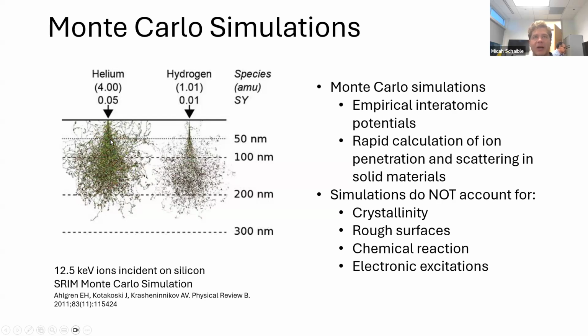And then by repeating these simulations thousands of times, we can extract what are then the average sputtering yields. So how many sputtered secondary species are produced per incident ion. These techniques are pretty rapid. These Monte Carlo simulations can run quickly. They are based on empirical interatomic potentials.